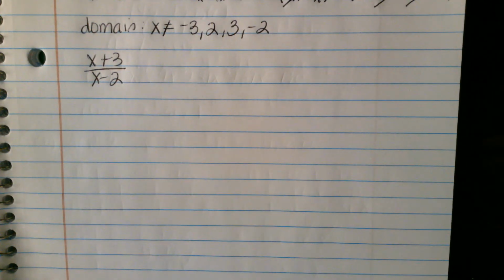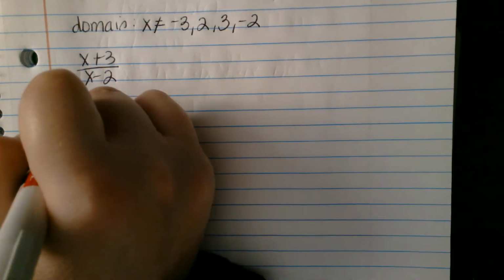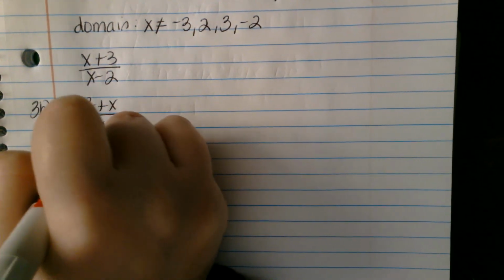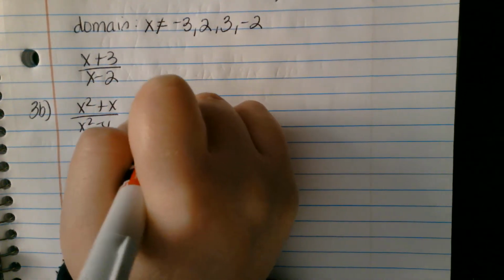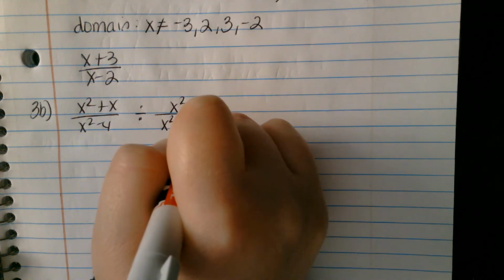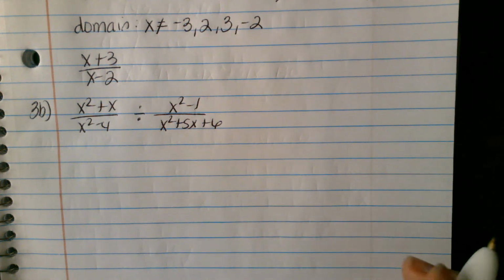Now division is basically the same, it's just a couple extra steps. So for 3b, let's say we have x squared plus x over x squared minus 4, and we're going to divide that by x squared minus 1 over x squared plus 5x plus 6. Okay, so before we do anything else, we're going to factor everything and figure out the domain before we do any kind of keep, change, flip or cancellation.